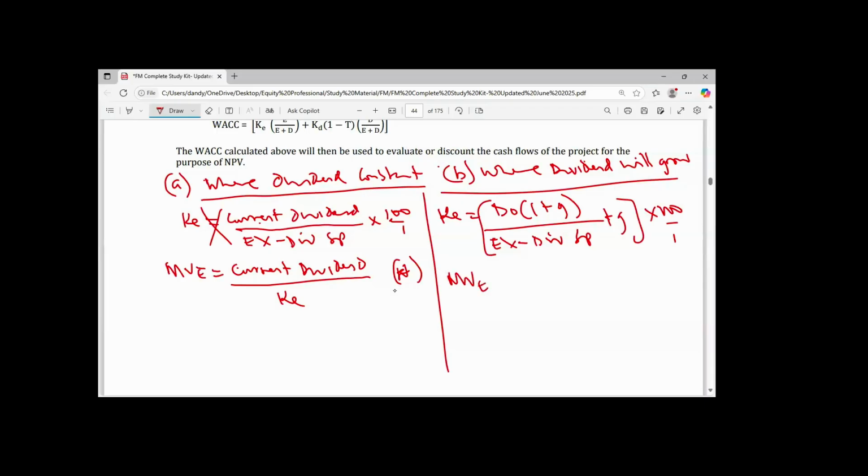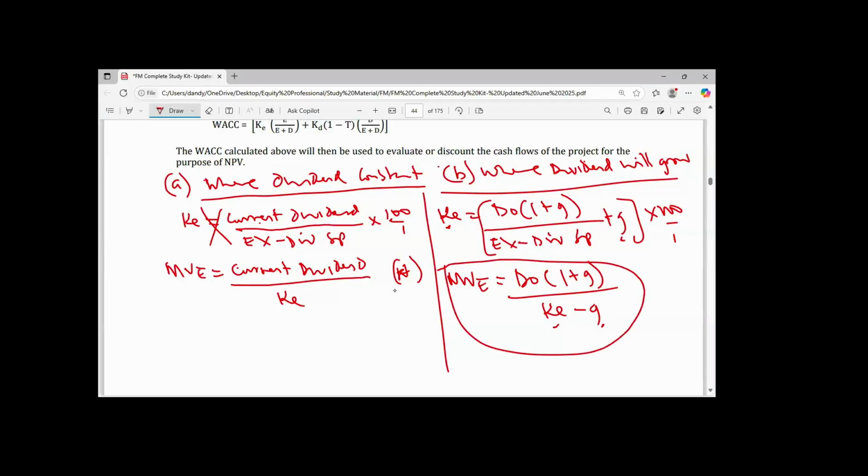If you want to calculate the market value of equity where there's growth, then it will be computed as the current dividend multiplied by 1 plus the growth rate, divided by cost of equity minus the growth rate. So the G that you have here is what you have here. The cost of equity you have here is what you have as your denominator. The numerator remains the same. I told you that you will likely need this formula when we get to business valuation, because this side is more technical than this other side.